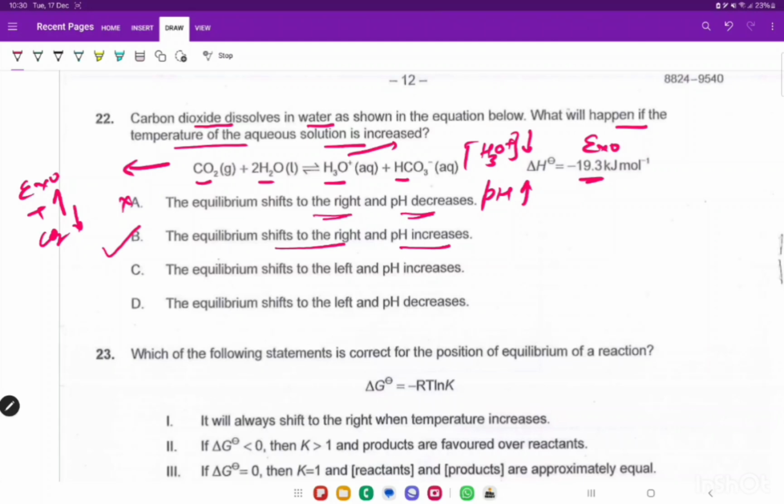Why? Because the H+ ion concentration is... Equilibrium will shift to the left hand side. It is left, not right hand side. Equilibrium will shift towards the left hand side and the pH will increase. Now the answer is C, not B. It is moving towards the left hand side, which is my reactant side. Therefore the answer should be B.